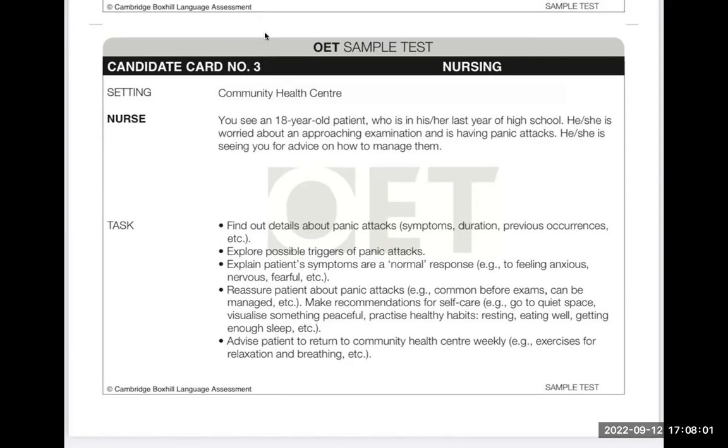You can be a doctor, you can be a nurse. So I'm just going to speak in the flow, like how it will happen in the exam. Good morning, my name is Bhupesh. I am your doctor for the day. So I have got to know that you have been facing some panic attacks.